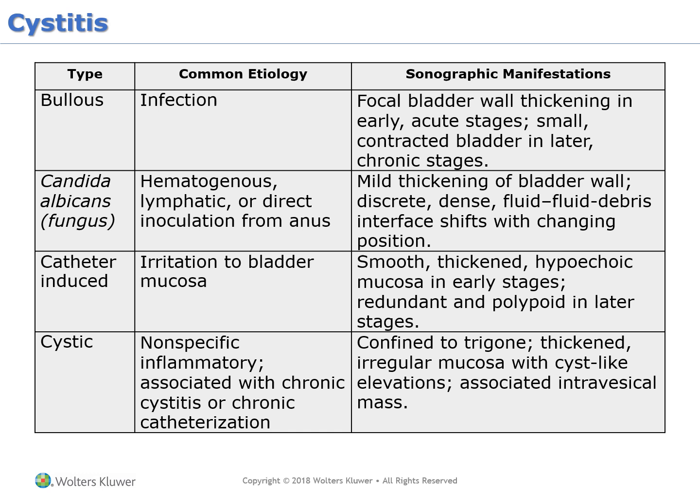Cystitis cystica is going to be non-specific and inflammatory, so not one specific cause. It is associated with chronic cystitis or chronic catheterization, and when this occurs, you'll see a thickened mucosal area with cyst-like elevations, and sometimes even an intravesical mass. So that's why it has those cyst-like elevations within the wall, which causes it to be referred to as cystitis cystica.